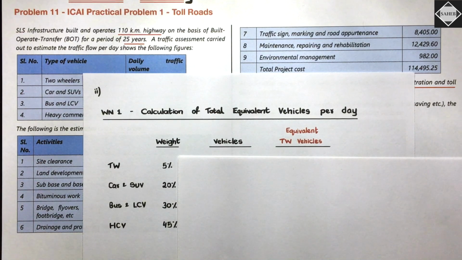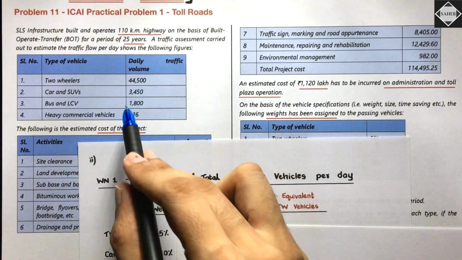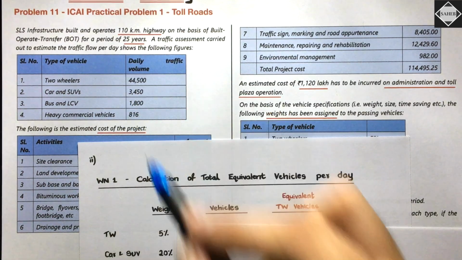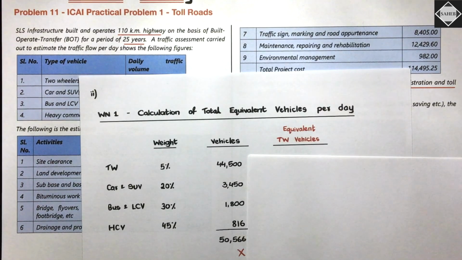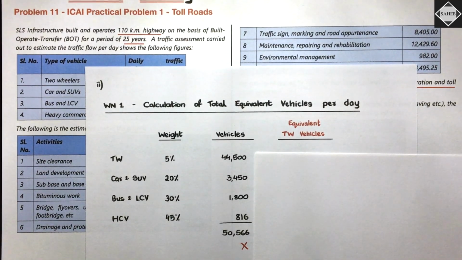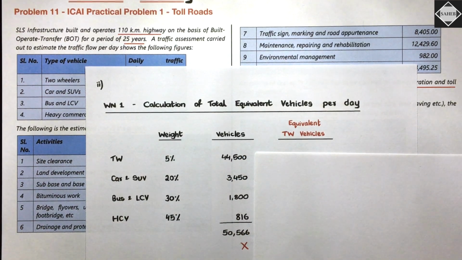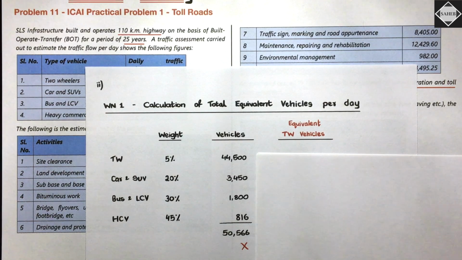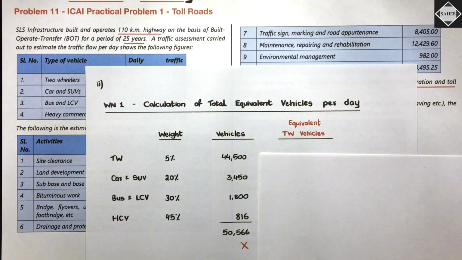Is it okay? Simple. Then what has the question said? Daily traffic volume they have said 44,500, 3450, 1,800, 816. So can we take that? Yes, directly we will take that. If we add them, the total actual daily traffic volume is 50,566. But can we take this as the denominator? No, we can't. Why not?